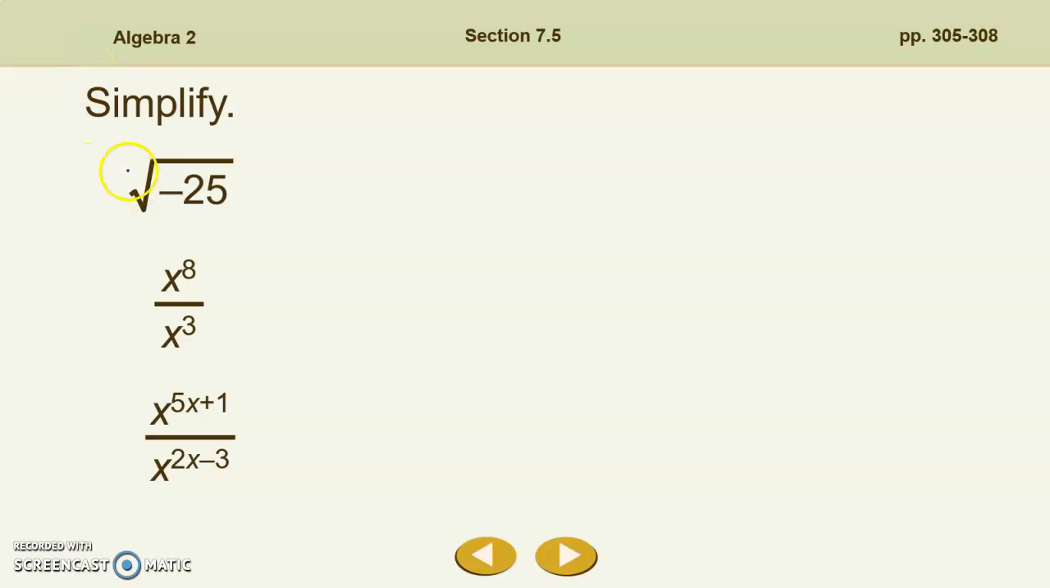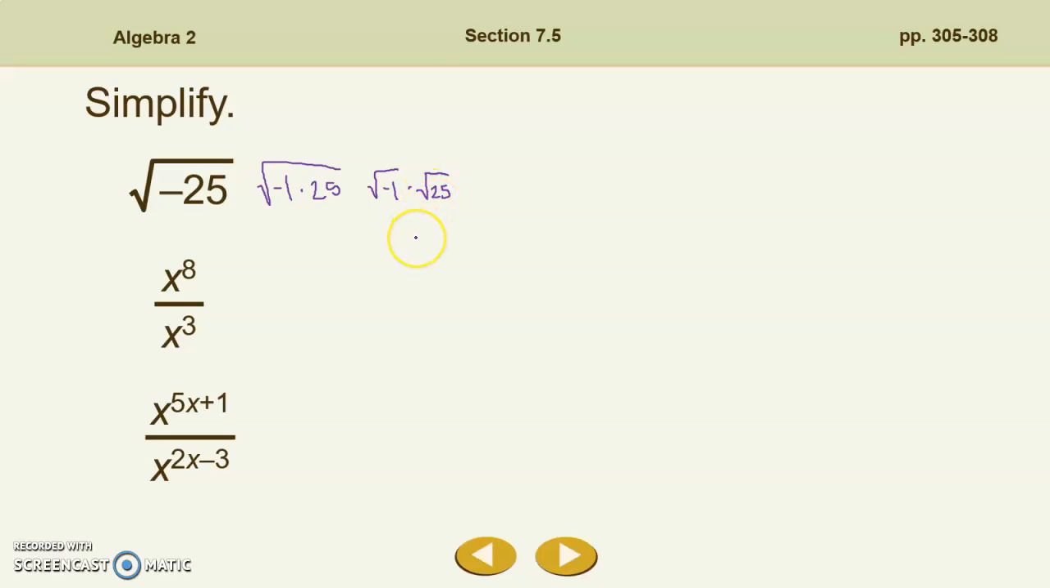Remember that we cannot take even roots of negative radicands. We could do odd roots, but there's no number that when multiplied an even number of times is still going to be negative. So we're going to split this into its two factors of -1 times 25, and using the product property of radicals, that's the same thing as the square root of -1 times the square root of 25. When we're talking about square roots, we're talking about the principal roots, so not plus or minus 5.